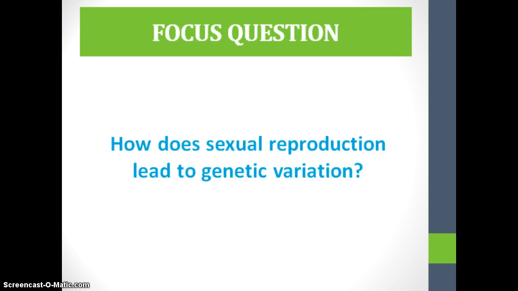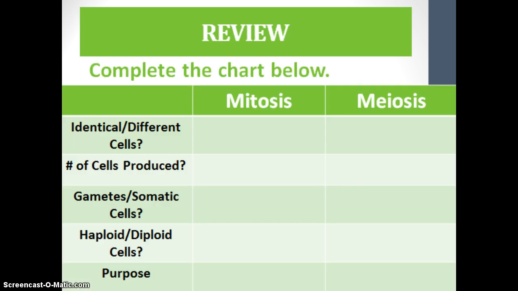The focus question for today is, how does sexual reproduction lead to genetic variation? Hopefully, by the end of this presentation, at the end of the instructional period, you will at least be able to identify 3 different ways that sexual reproduction leads to genetic variation. As a review of what we've been doing in class since Monday, go ahead and pause this video to complete the chart below. This chart compares the processes of mitosis and meiosis.